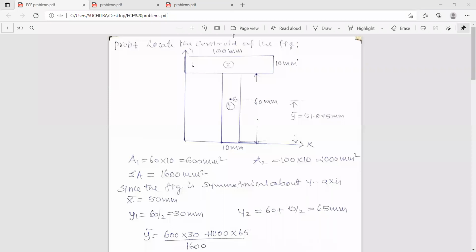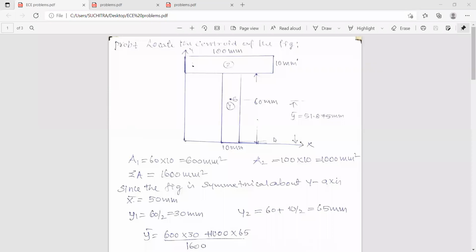Now you can see that this figure is symmetrical about the y-axis, because if you pass the y0 axis and x0 axis, this figure is symmetrical about the y-axis, and hence directly you can find the x bar value. X bar will be equal to 50 millimeters. Since the figure is symmetrical about the y-axis, x bar is 50 millimeters, so you can omit one step. Directly you can find the value of x bar, and y bar we have to find out.